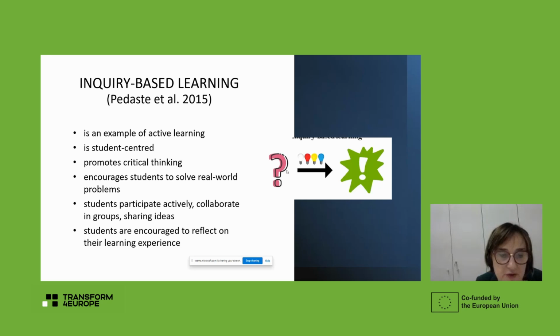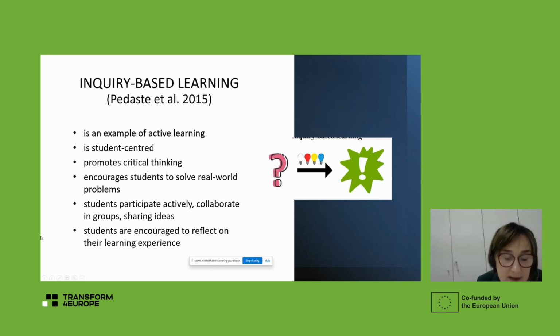It's very important also to say that inquiry-based learning requires active participation from all students. So hands-on activities, experiments, discussions, all these kinds of forms of study are encouraged. This also means that they collaborate in groups, they share ideas, they brainstorm, they collaboratively investigate some complex questions or problems.